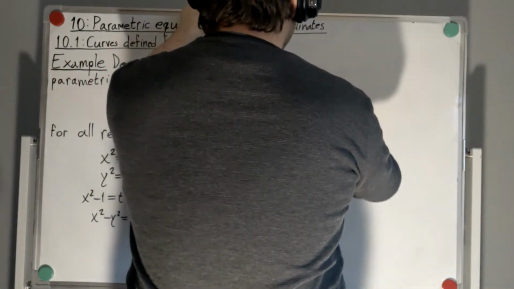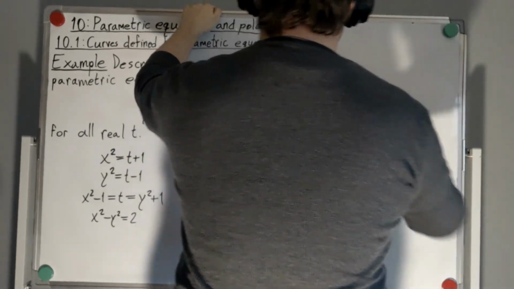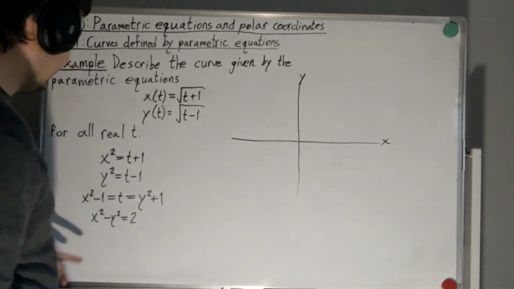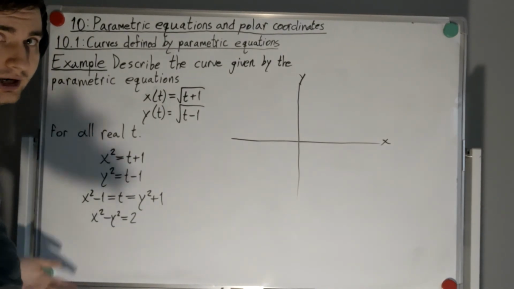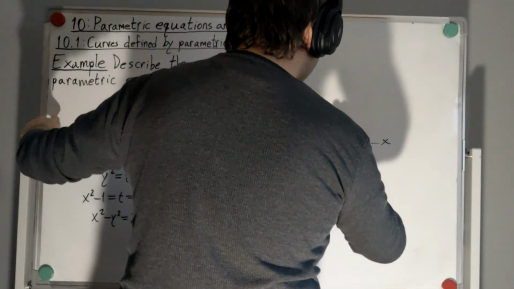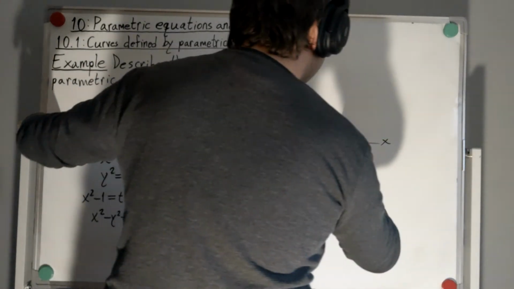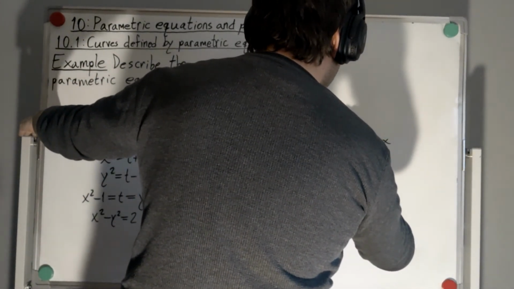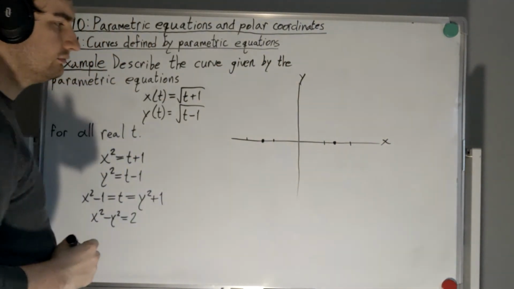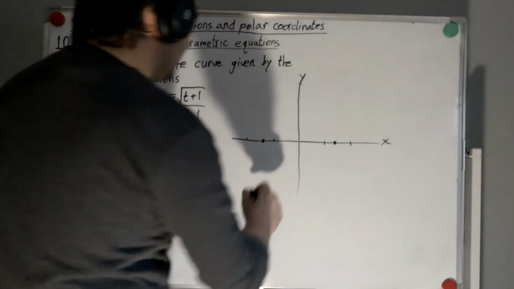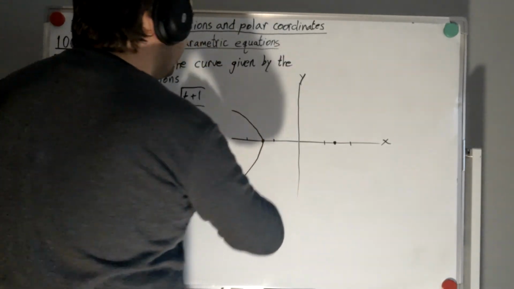Anyway, x squared minus y squared equals 2. Well, this has a solution for x when y is 0, namely plus or minus the square root of 2. So it's going to pass through plus or minus the square root of 2, which is approximately like right there, and approximately like right there. And then it's going to do the normal hyperbola thing. So we're going to have these kind of wings coming off of it like this.